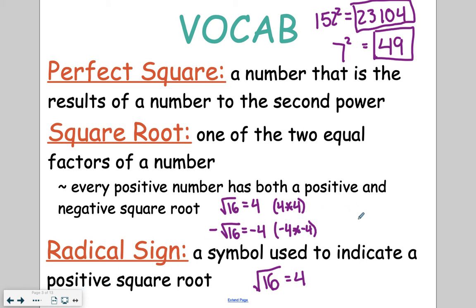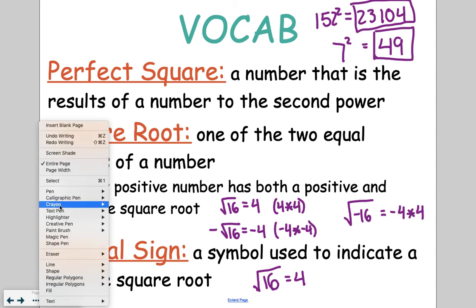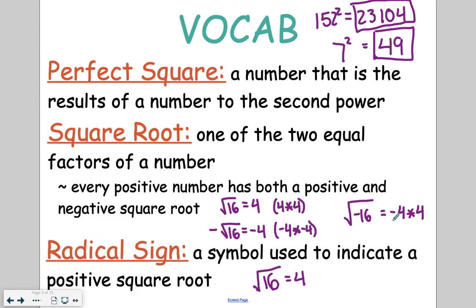Now the one thing that you can't do is take the square root of negative 16, because the only way to get to negative 16 is negative 4 times positive 4. And negative 4 and positive 4 are not the same numbers. So you can't take the square root of a negative number. It's not possible because we can't split it into two equal pieces. But you can take this positive square root, 4 times 4, or negative square root, negative 4 times negative 4.